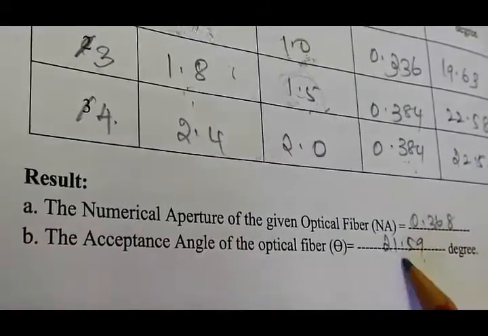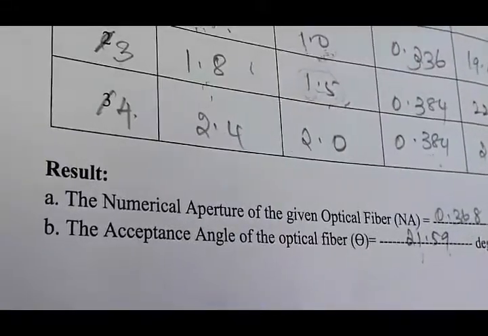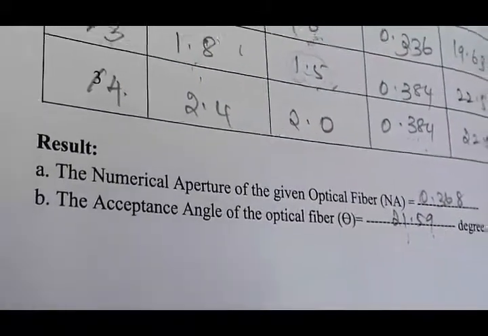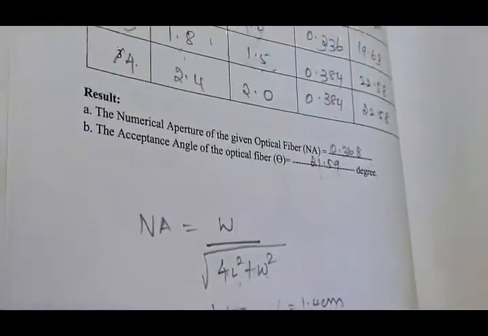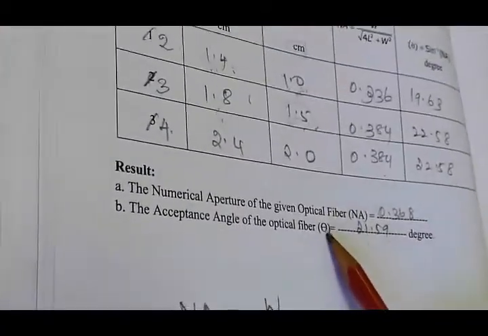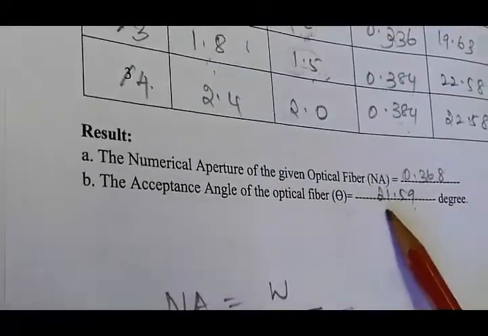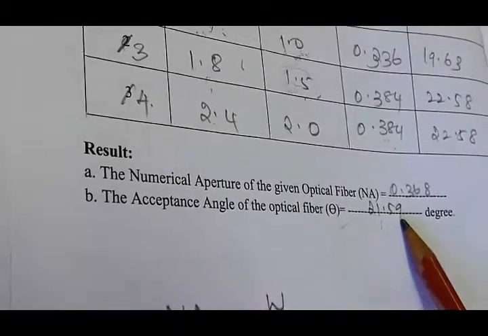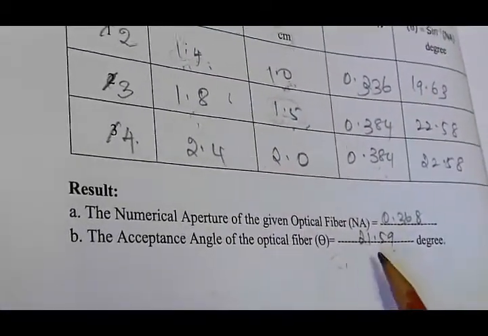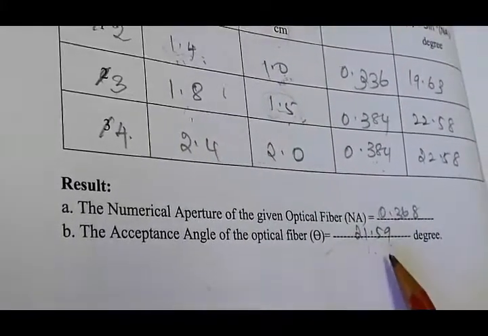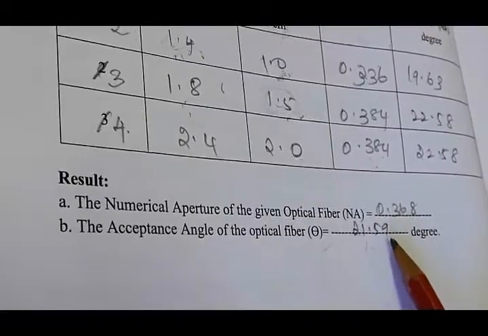The need for finding out the acceptance angle is that whatever light is launched onto the optical fiber will not all suffer total internal reflection. We have to find out only the angle at which it will suffer total internal reflection, which is found to be 21.59. The angle at or below which total internal reflection takes place is what is called the acceptance angle. So 21.59 is the acceptance angle in this optical fiber.